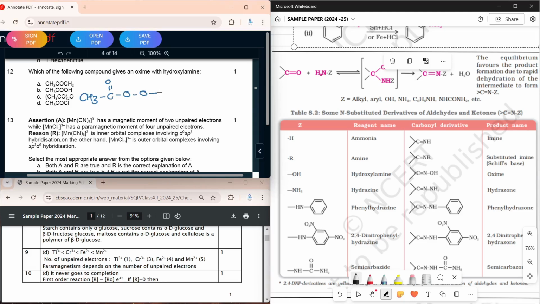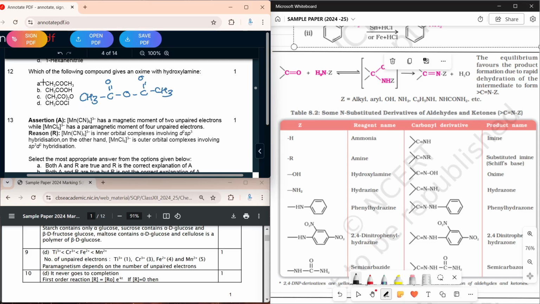CH3COO. I'm pretty sure I've written it. No. Hang on. No. Sorry. COCH3. So this is an acetic anhydride, and this is an acyl chloride.